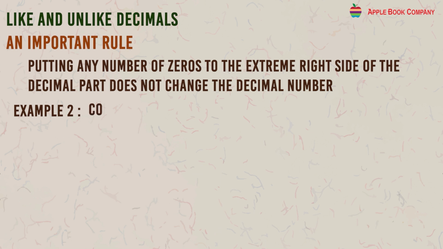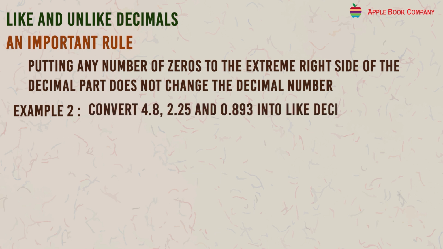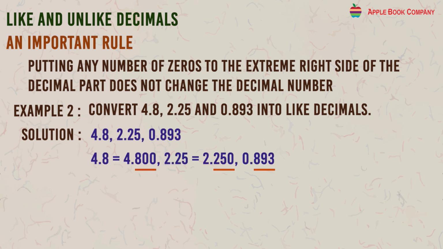Example 2. Convert 4.8, 2.25 and 0.893 into like decimals. Solution. The greatest number of decimal places is 3. So we convert all of them to equivalent decimals with 3 decimal places. 4.8 can be written as 4.800. 2.25 can be written as 2.250. And we have 0.893.